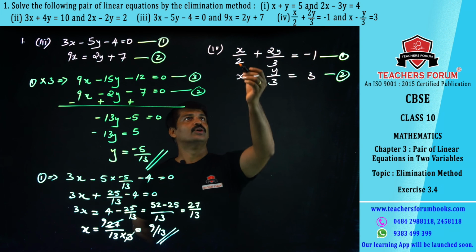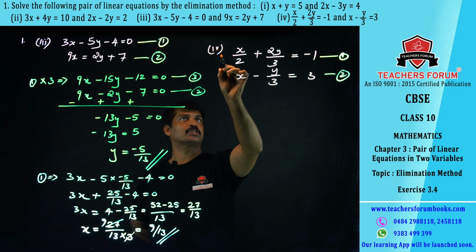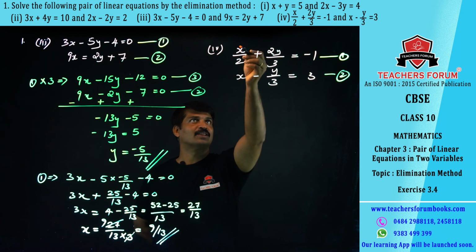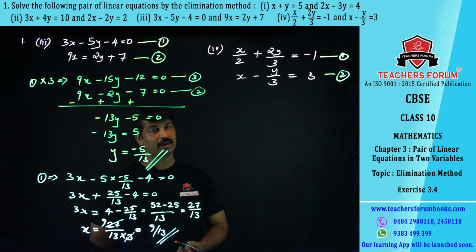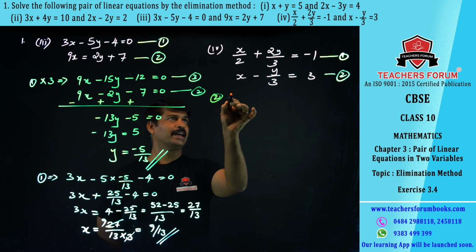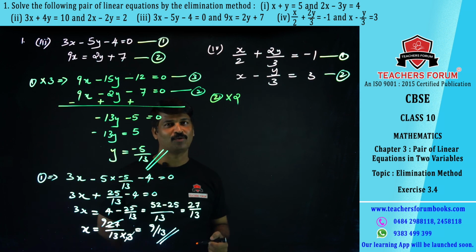Or what you can do? You can multiply equation number 1 by 2. If you multiply equation number 1 by 2, these two get cancelled, you will be getting x. Then the coefficient of x becomes equal. Okay. So let us multiply equation number 2 by 2. Then let us make the coefficient of y equal.